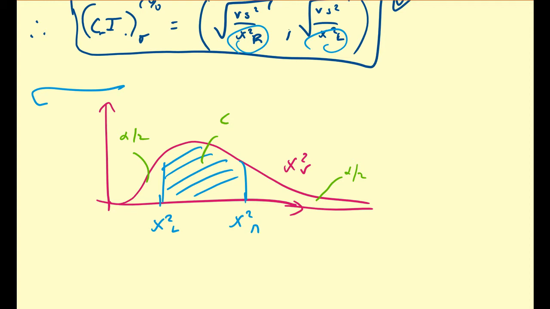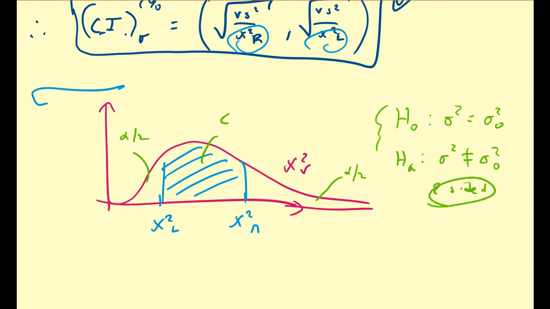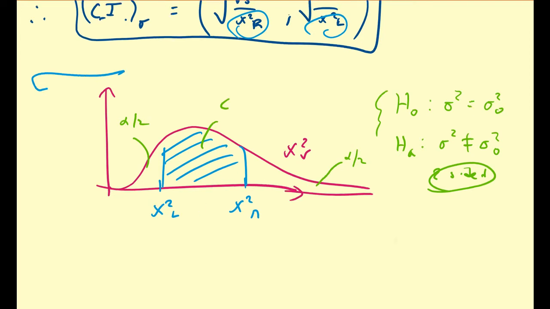And keep in mind, this is going to be for a hypothesis test of the form H0: sigma squared is equal to something for which they hypothesize. And the alternative is that the variance does not equal that claim. So this is going to be a two-sided alternative. So we're going to have alpha over 2 on the left and alpha over 2 on the right.